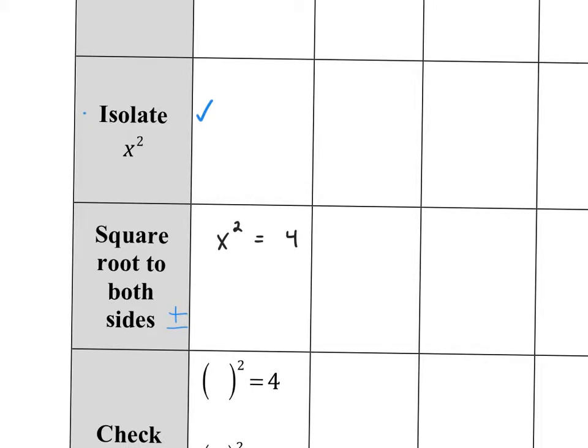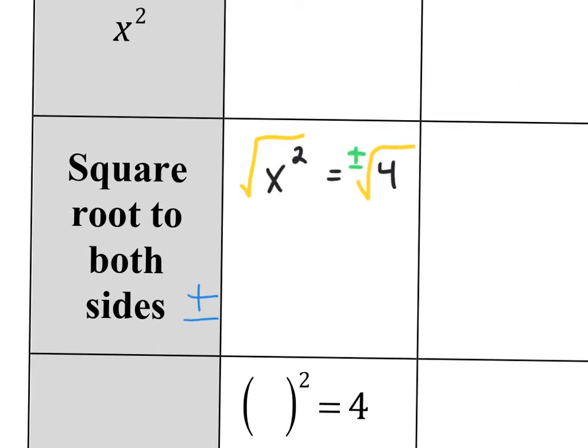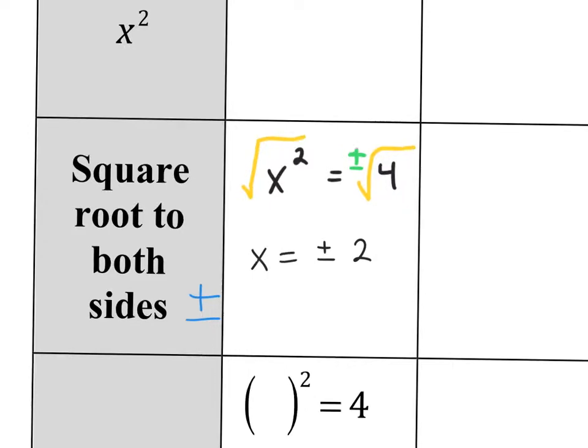So when we take the square root of the left side, we have to take the square root of the right side. You have to have the plus or minus there. Let me clean that up. You have to have that plus or minus. So notice our two possible solutions are plus or minus, and the square root of 4 is 2. So we have two answers, or better yet, two solutions. A positive 2 and a negative 2.